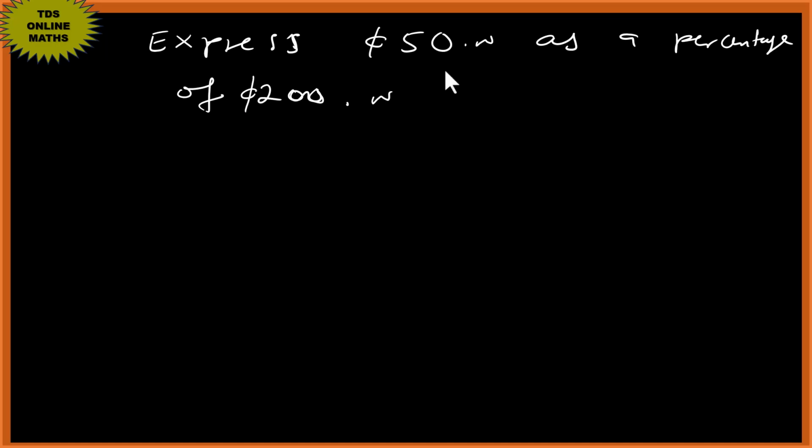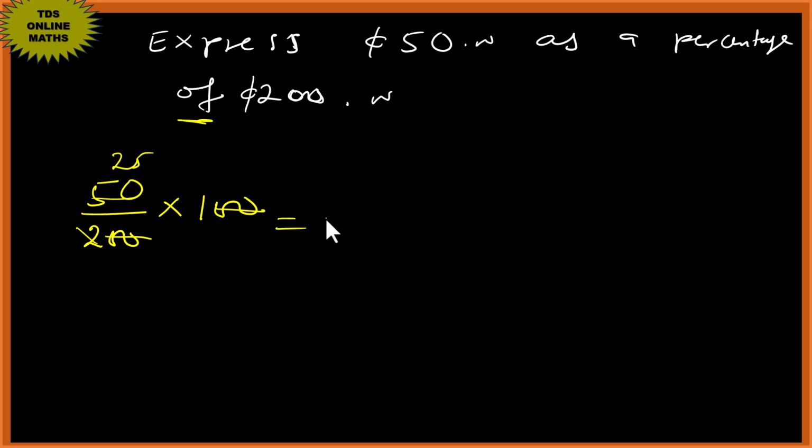So express 50 as a percentage of, so always the one that comes after the of, okay, will be the denominator. So 50 on 200 times 100. Okay, so the result will be the answer. So this one will cancel this, 2 here, 25. So we have 25%.